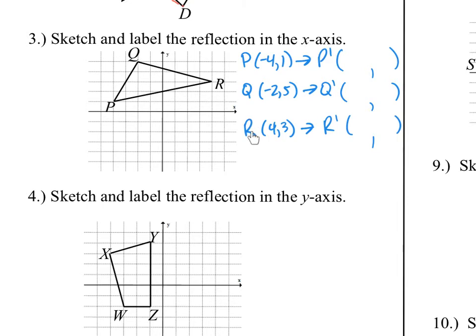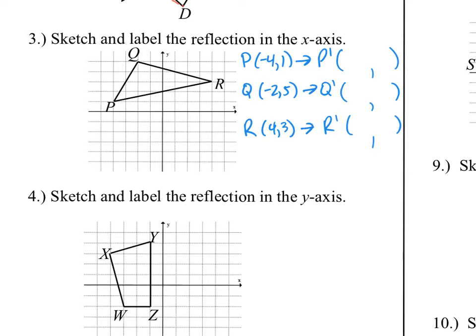Those are the pre-image points, and then you'll be asked to find the coordinates of the image points P prime, Q prime, and R prime. So to find those coordinates, use the transformation that has been described. Here we're doing a reflection in the x-axis.